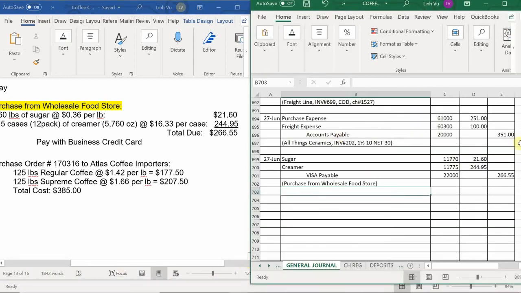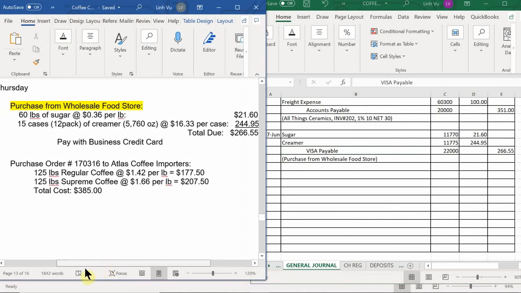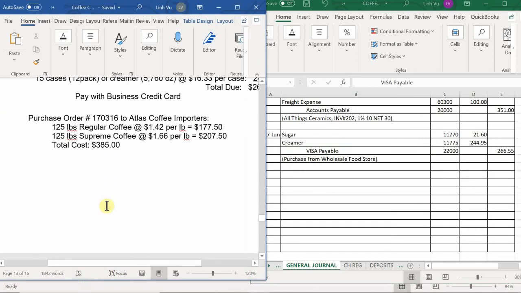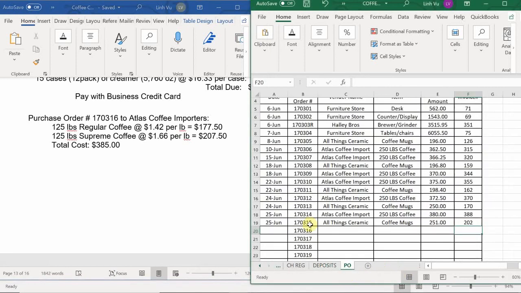Okay. So now that we just updated our sugar and creamer, let's take a look at the next scenario where we had another purchase order for more coffee. So what do we do with these purchase orders? This is where I list my purchase order for Atlantis coffee importers for 250 pounds. I added the 125 and the 125, both copies, which gave me 250 pounds and a total of $385.